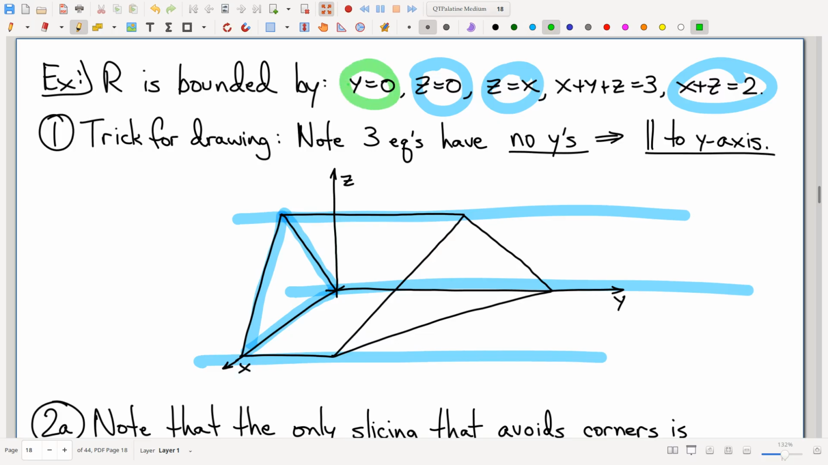Y equals 0 is an easy one. That is, in fact, the xz plane itself, and that intersection is clearly a triangle, about like that. The last one, unfortunately, is a little clunky. It's not parallel to anything.